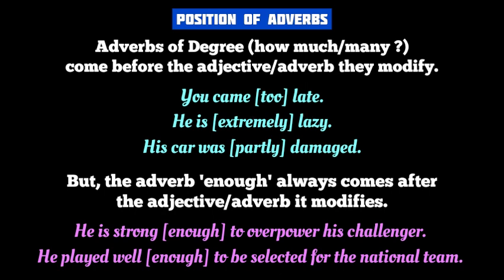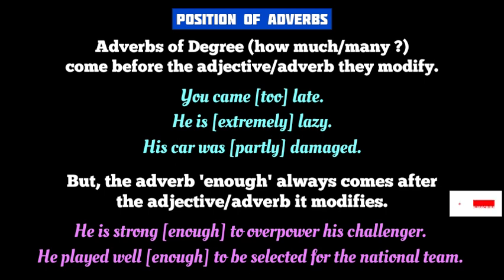In the sentence, his car was partly damaged, the adverb of degree partly comes before the past participle damaged to modify it. In this way, adverbs of degree denote how much or how many. But there is an exception. The adverb of degree enough always follows the adjective or the adverb it modifies.